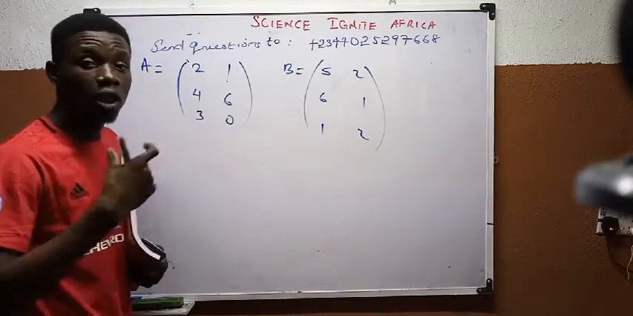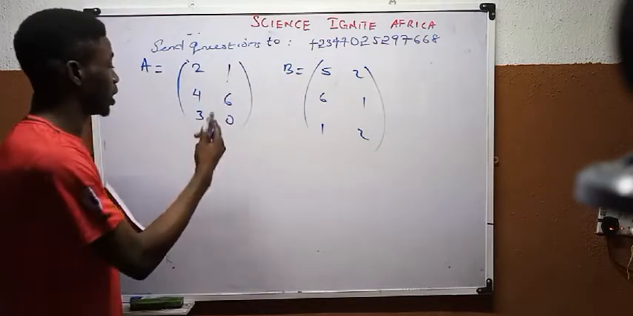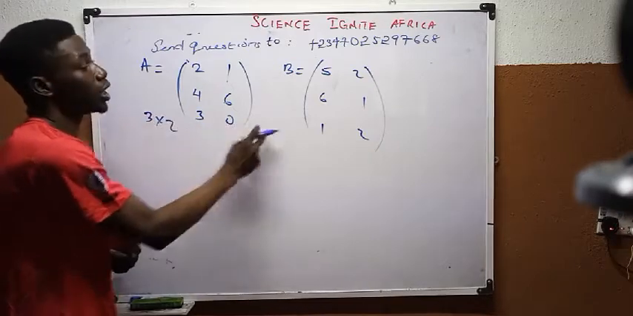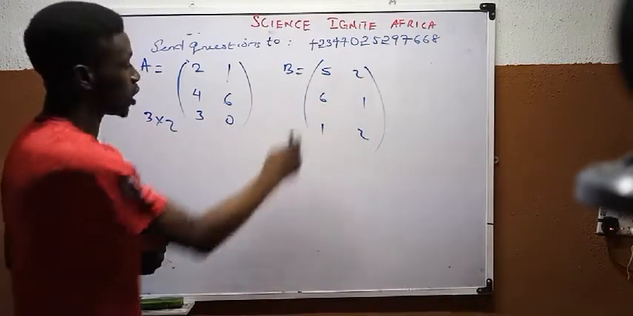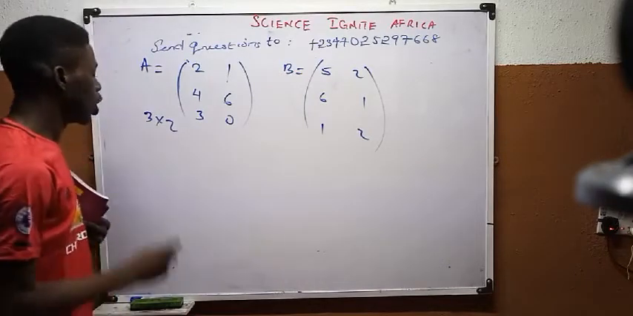First row, second row, third row. So we have 3 rows. And how many columns? 1 and 2. So we have 2 columns. So this is a 3 by 2 matrix. And as you can see, without even stressing ourselves, this also has the same dimension. So addition can take place between them.